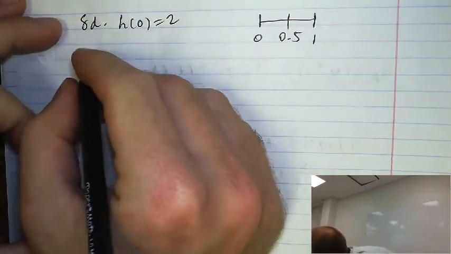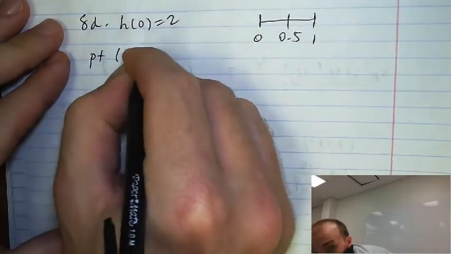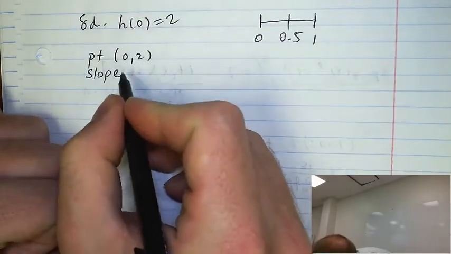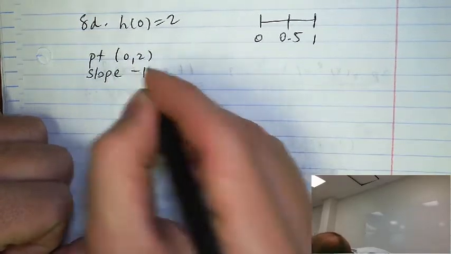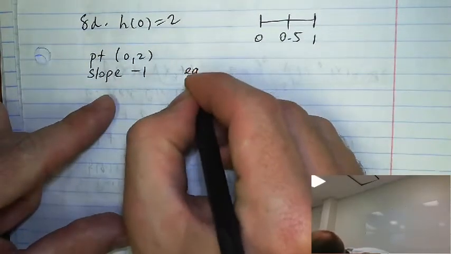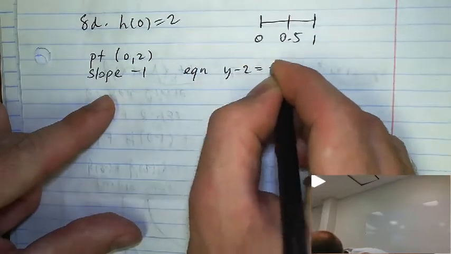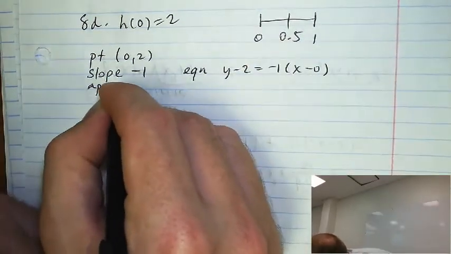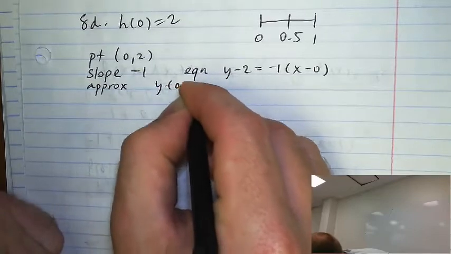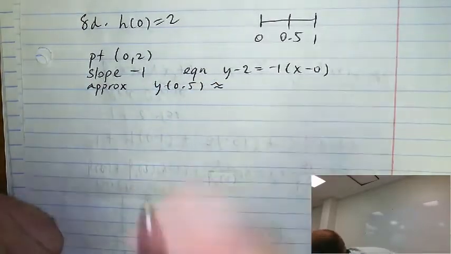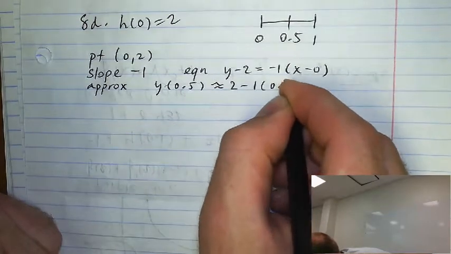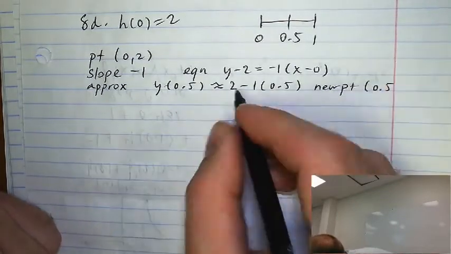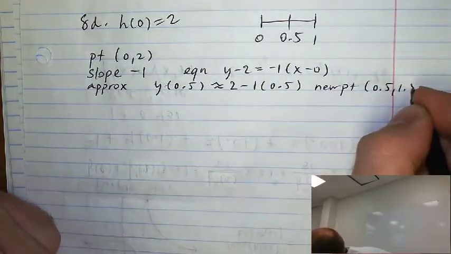All right, so the first tangent line, the point would be 0 and 2. The slope, I need a formula for dy dx. That's x squared minus half of y, which is -1. All right. Equation is y minus 2 is -1 times x minus 0. I plug in 0.5 to get y of 0.5 approximately equal to 2 minus 1 times 0.5, all right? So my new point is 0.5, 2 minus a half is 1.5.